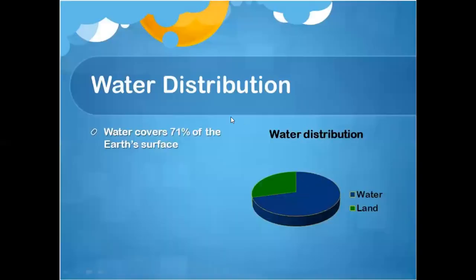Now we can see in this slide the distribution of water. Okay, this is the pie chart. Here we can see that the majority of this is water. We can see that 71% of this is water, and only 29% of it is land. Okay, so this is completely water, 71%, and this 29% is land.